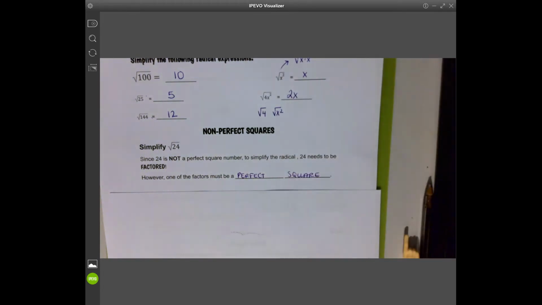And when I mean perfect square, I mean some of the numbers that we listed in the previous chart: 1, 4, 16, 25, and so on. So now I would like you to list the factors of 24 as I list them. We want all the numbers that make 24.